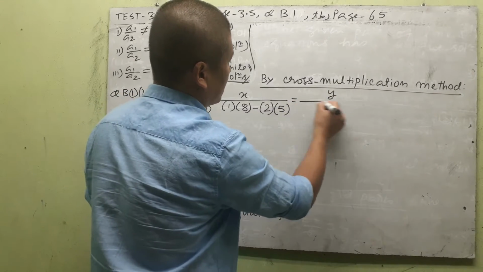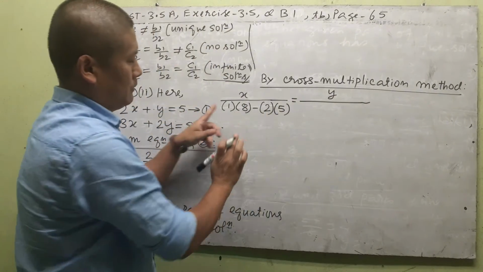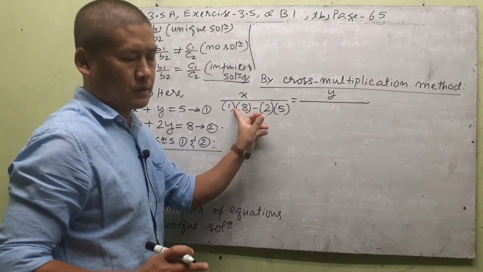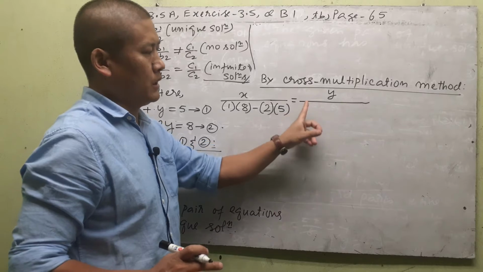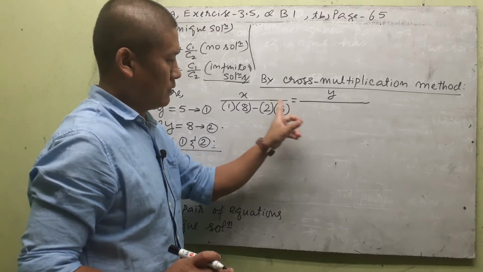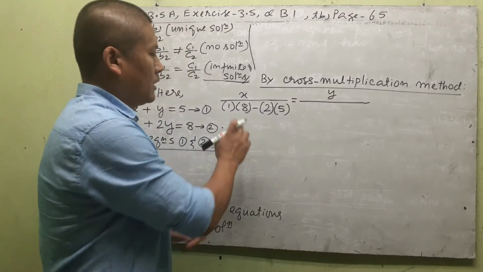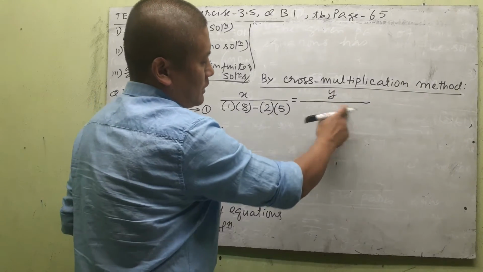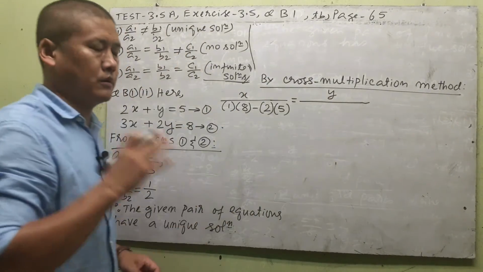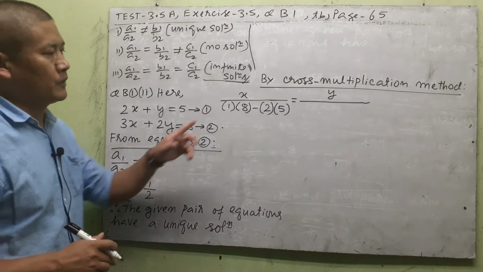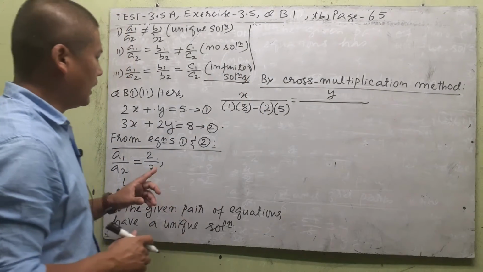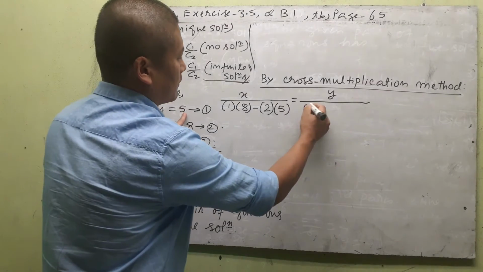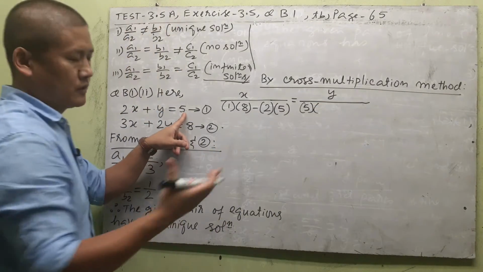So y will be x by BC minus BC, y by CA minus CA. X by BC minus BC, y by CA minus CA. Keep that in your mind, cross multiplication. Cross multiplication means C up and down. So C up is 5. Start from up first, that's better, okay?